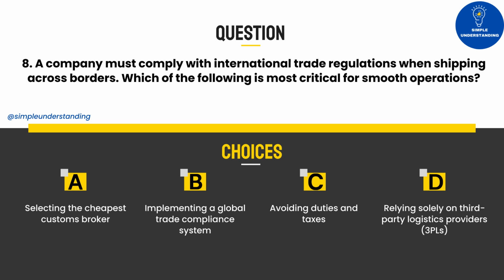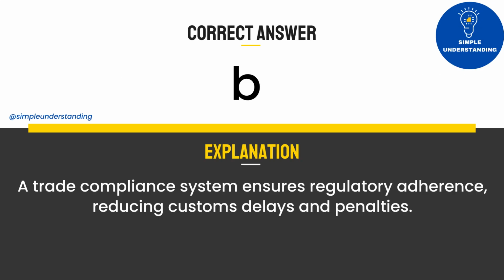8. A company must comply with international trade regulations when shipping across borders. Which of the following is most critical for smooth operations? A. Selecting the cheapest customs broker. B. Implementing a global trade compliance system. C. Avoiding duties and taxes. D. Relying solely on third-party logistics providers, 3PLs. Correct answer, B. Explanation. A trade compliance system ensures regulatory adherence, reducing customs delays and penalties.